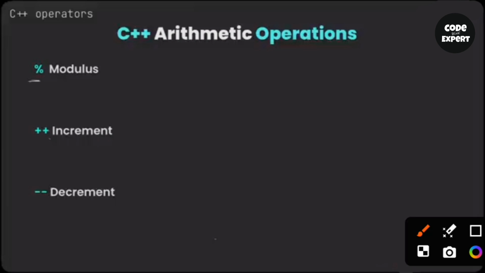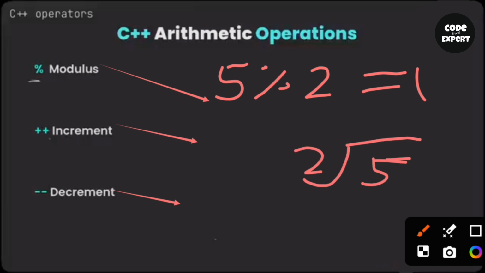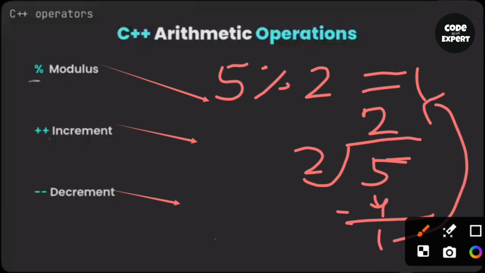What do these do? The modulus operator gives us the remainder of the given two numbers. For example, 5 modulus 2 will give 1, because if we divide 5 by 2, the remainder is 1. So the modulus operator always gives the remainder of the two numbers.